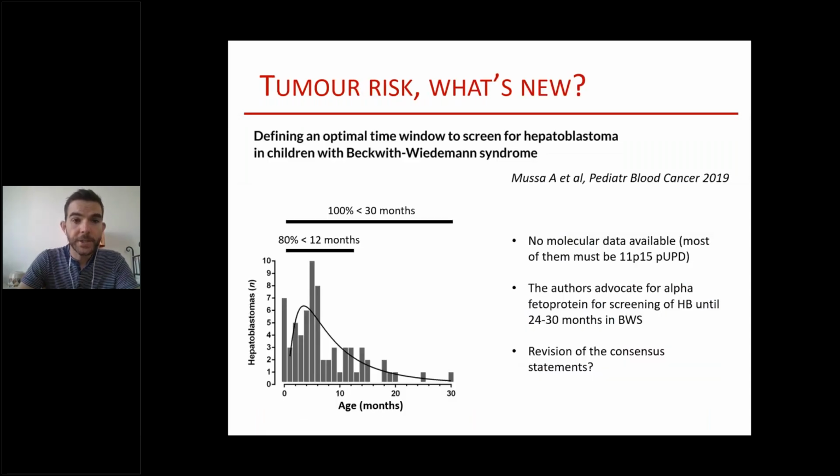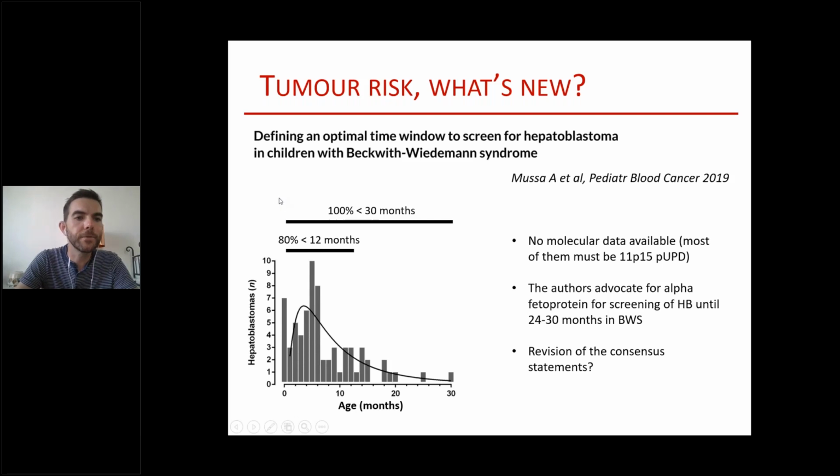So the recommendations were established in 2017. So is there something new? Actually, new data haven't really been established during the last years. But I will talk about this paper from our colleagues from Italy and from the United States about the risk of hepatoblastoma in children with BWS.